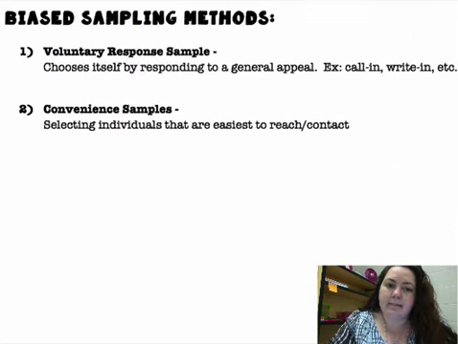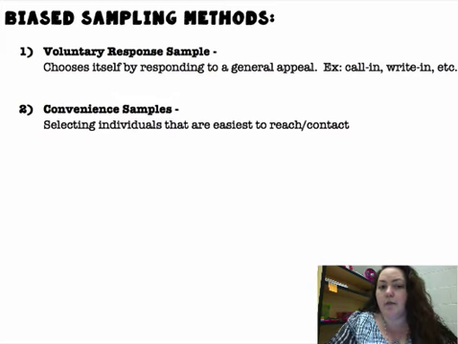All right, biased sampling methods. Voluntary response sample chooses itself by responding to a general appeal. So call in, write in. Their response is voluntary. So they're going to choose if they want to participate or not. Convenience sampling. So selecting individuals that are easiest to reach or contact. So these are biased ways of collecting samples.